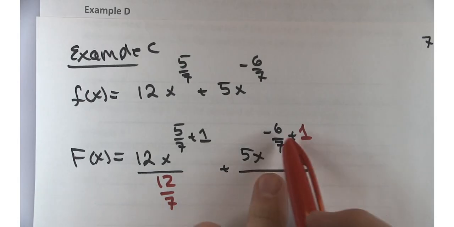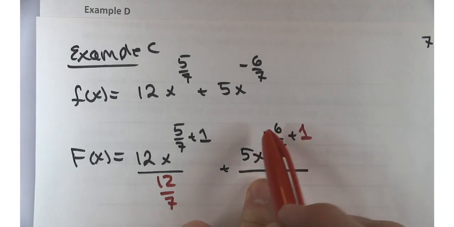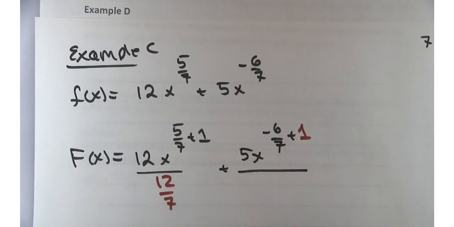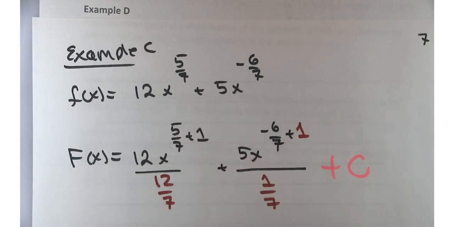And then negative 6/7 plus, call it 7/7, is going to be 1/7. So I'll divide by 1/7 here. I'm forgetting something. What am I forgetting? What am I going to lose a point for? Plus C. Don't forget that constant.